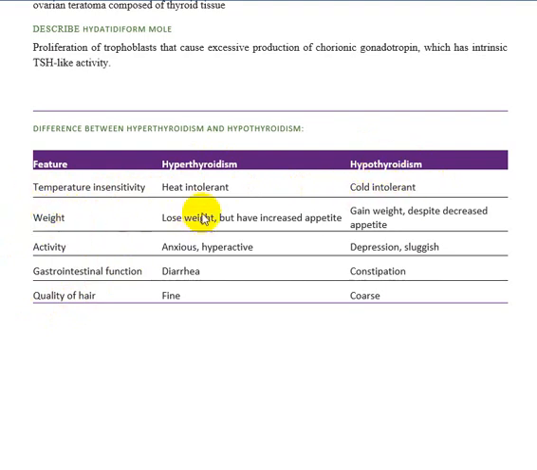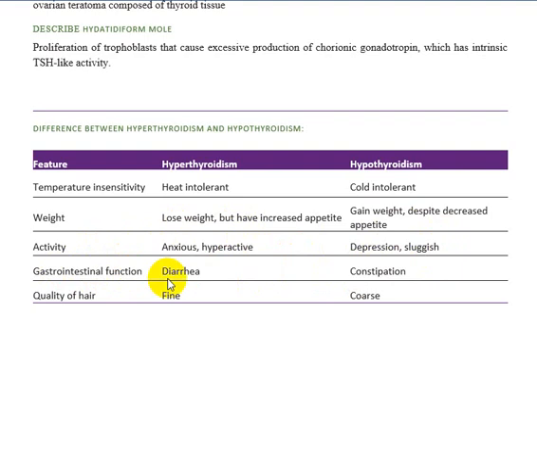With respect to weight, you have loss of weight but increased appetite. So you have gain of weight despite decreased appetite. So here you have loss of weight with increased appetite. Here you have gain of weight with decreased appetite. So activity, you have anxious. If the person is anxious, excitable, and is hyperactive with insomnia. So activity, anxious, hyperactive. Here activity, you have depression and sluggish.